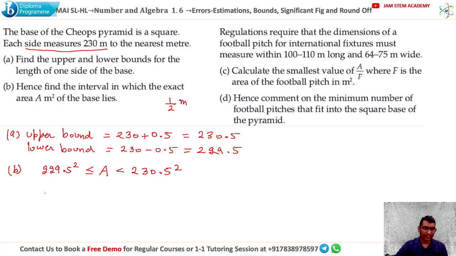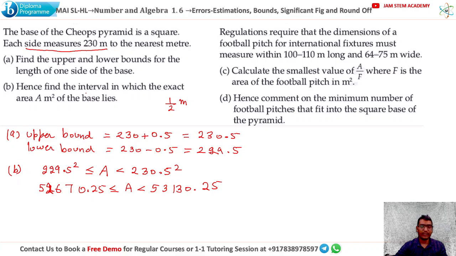So when I simplify these, okay, let me use my GDC to get this answer. Yes, it gives me 52670.25 to 53130.25 in meter squared. Okay, so these are the bounds, and hence we got the area interval in which our exact area lies. Our exact area will lie in this interval.